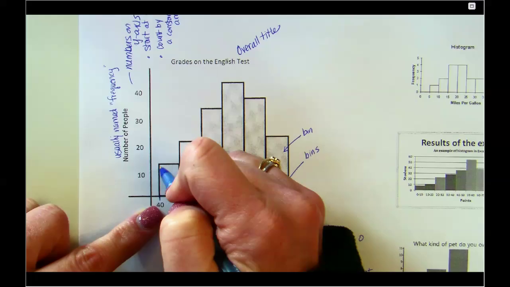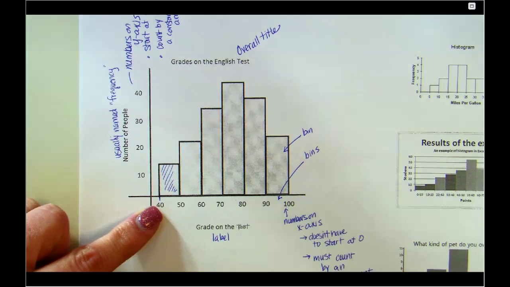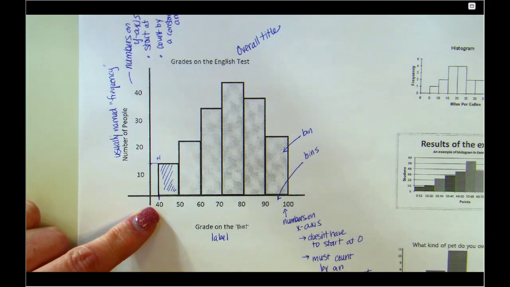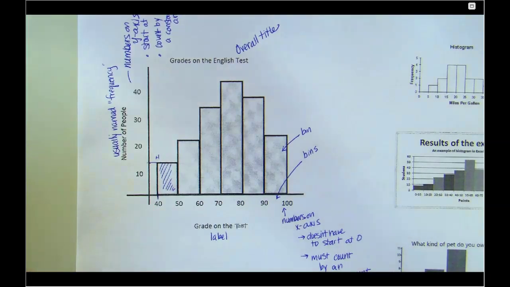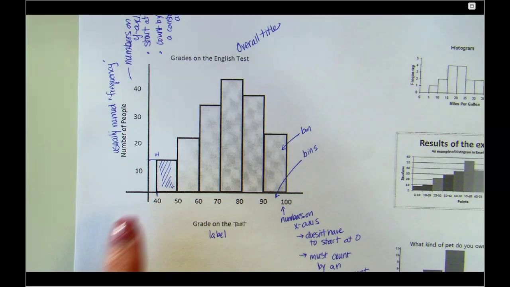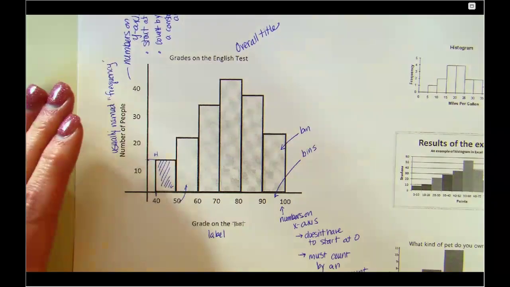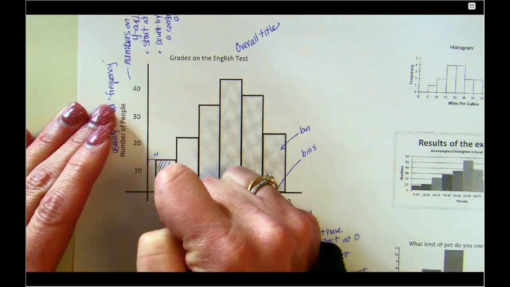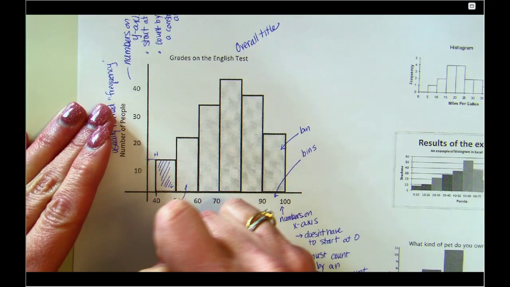What this means is that if this is grades on the English test, it looks like about 14 people, that's my guess, scored in the 40s. So if you scored a 45, you're in here. If you scored a 48, you're in here. If you scored a 49.99, you're in here. This is everybody in the 40s. That's what this guy right here tells me. This guy would be everybody in the 50s. So this number down here starts the new bin.